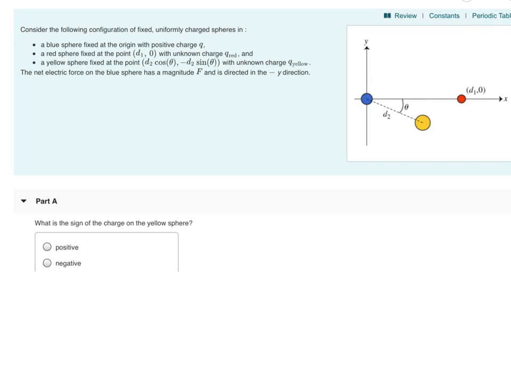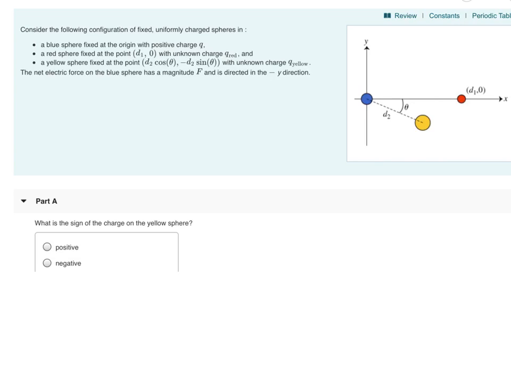Okay, in this screencast we're going to go over the mystery charge problem from your Mastering Physics assignment last night. The problem talks about a blue sphere at the origin with a positive charge, a red sphere at coordinates d1, 0 with an unknown charge, and then a yellow sphere at a fixed point, which is down lower, with an unknown charge, q yellow. We find the net electric force on the blue sphere, which has a magnitude F in the negative y direction.